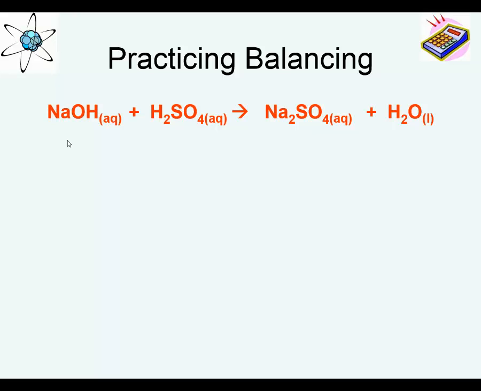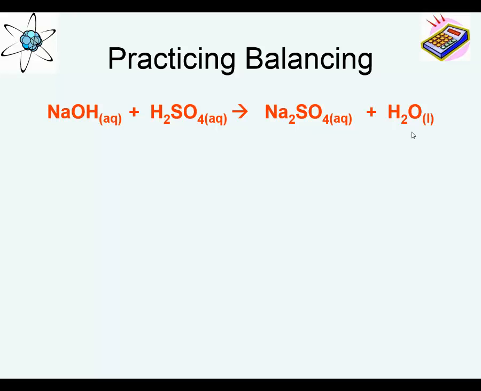acid-base neutralization reaction. Many of my acid-base neutralization reactions will result in an ionic compound, in this case sodium sulfate, where the cation comes from the base and the anion comes from the acid. And I get water as my other product here in this acid-base neutralization reaction. Those are often good indicators you have an acid-base neutralization process.